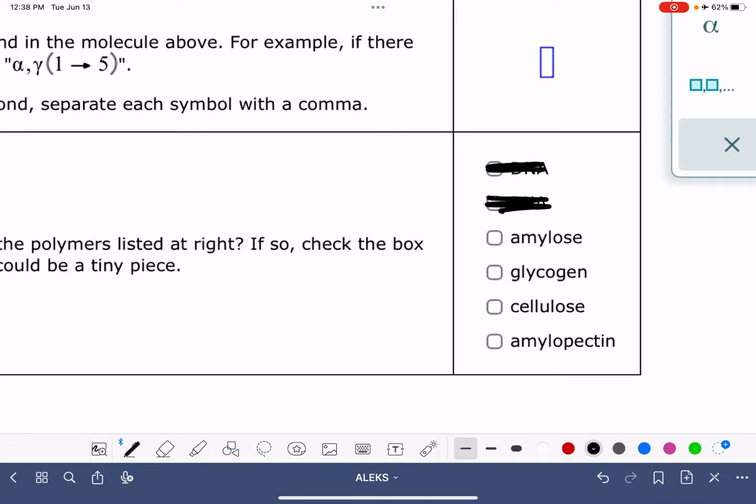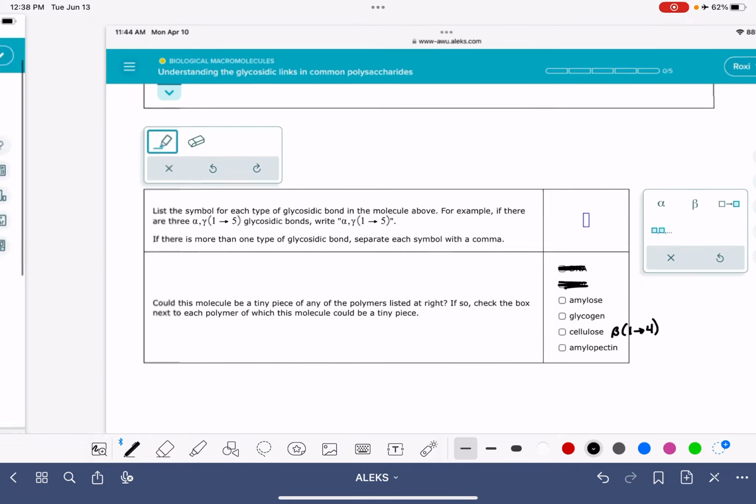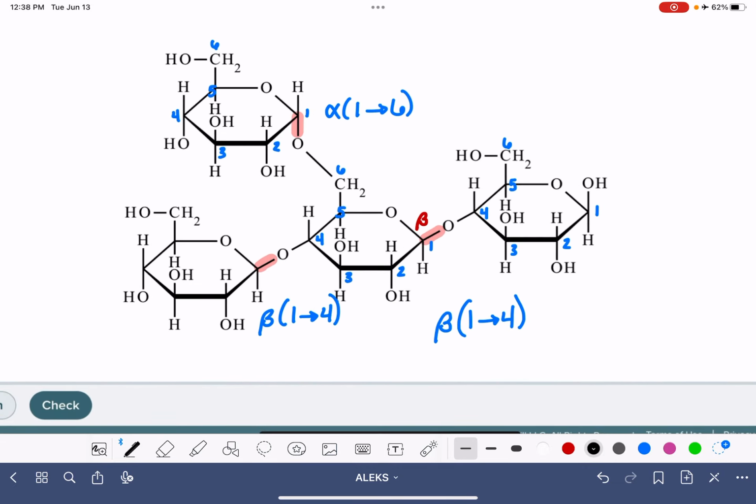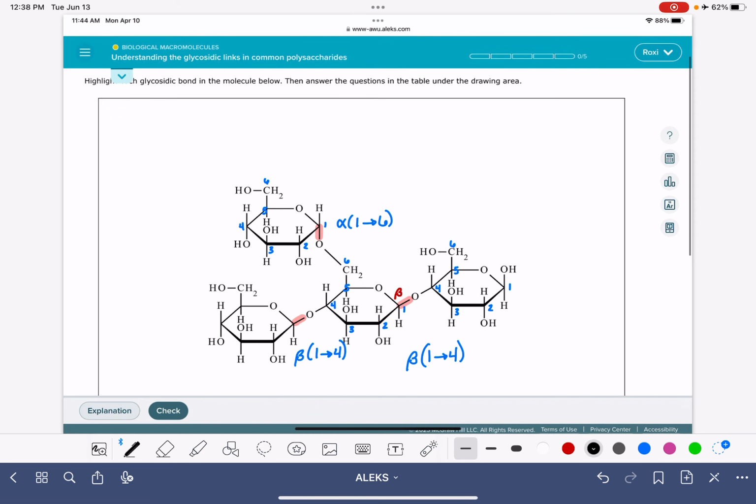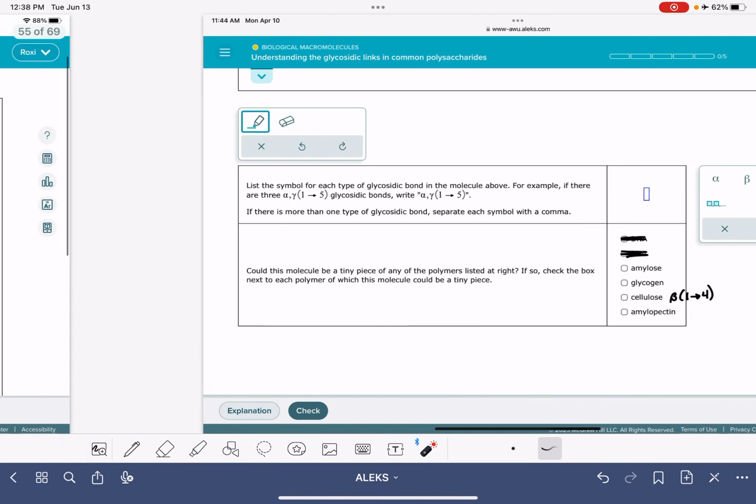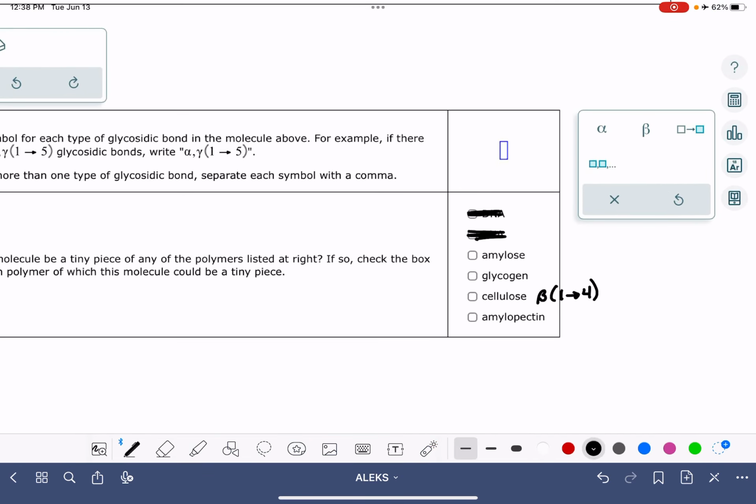Cellulose is a polymer that contains beta-1,4 glycosidic bonds. And we have beta-1,4 glycosidic bonds in our polysaccharide. However, cellulose contains only beta-1,4 glycosidic bonds. It doesn't have anything else in it at all. So this is not cellulose. It's similar, but it is not cellulose.